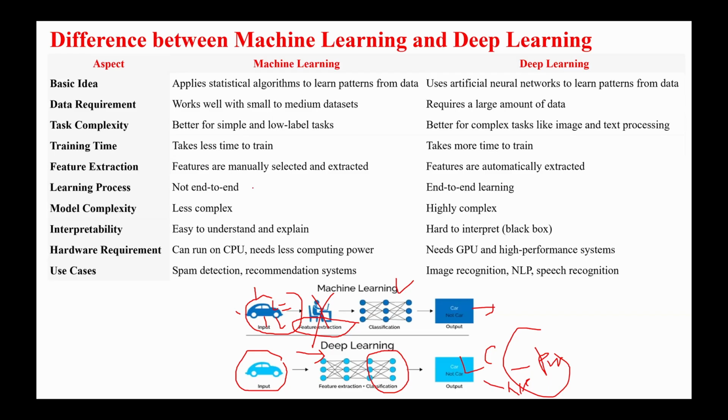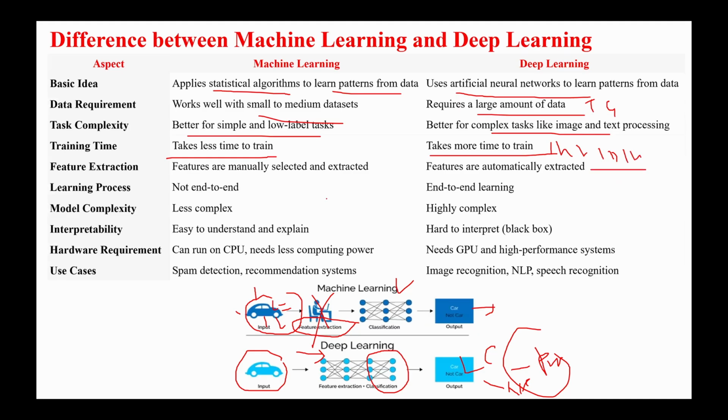The basic idea in machine learning is that you are using a statistical algorithm to learn from previous data. In deep learning, an artificial neural network learns the pattern. Data requirement: machine learning needs a small to medium data set. Here it needs a large data set, in terabytes or gigabytes. Task complexity: machine learning is better for simple, low-level tasks. Here it handles complex tasks like image and text processing. Training time: machine learning takes less time because the data has a structure or semi-structure. Here the data is unstructured, that's why it takes more time, in terms of hours, days, even years.